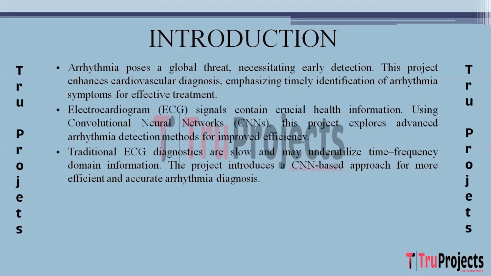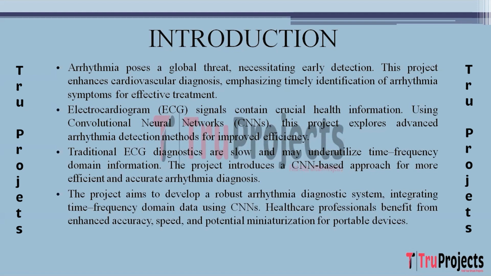Existing ECG diagnostic methods are time-consuming and may underutilize information in both time and frequency domains. This project proposes a novel approach integrating time-frequency domain information using CNNs for more efficient and accurate arrhythmia diagnosis. The project aims to develop a robust system for arrhythmia diagnosis through ECG time-frequency domain fusion and CNNs, benefiting healthcare professionals with improved accuracy and speed. The model's suitability for small devices also opens avenues for miniaturized ECG signal-assisted diagnostic devices.